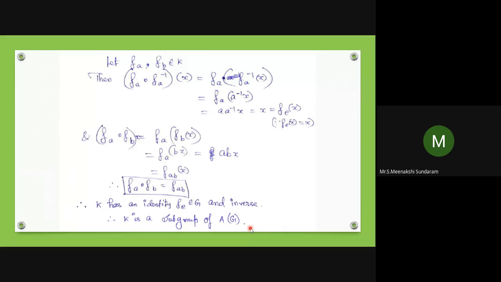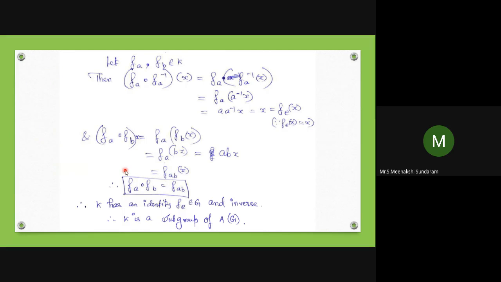We can choose f_a star f_b. F composition mapping means f_a of f_b of x. f of g of x is equal to f composition g of x, equal to f of g of x. We can write the same thing as composition, f_a of f_b of x. I choose f_a of b x, that is nothing but a b x. So f_ab of x. So f_a star f_b equals f_ab of x. Therefore K has identity f_e of G and inverse. So identity exists, inverse exists, closure property, everything is satisfied. Therefore K is a subgroup of A of G.